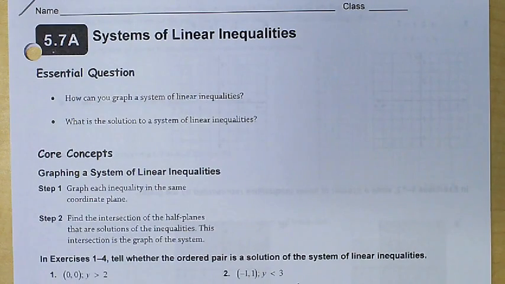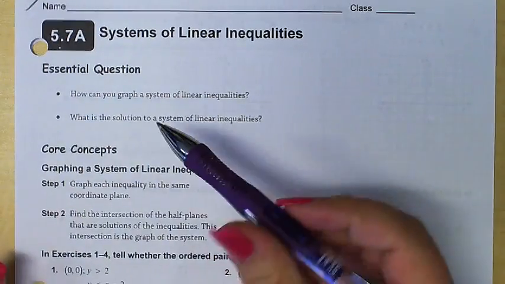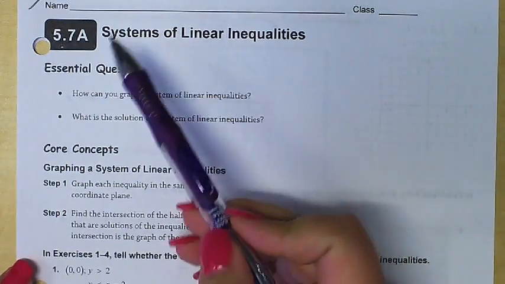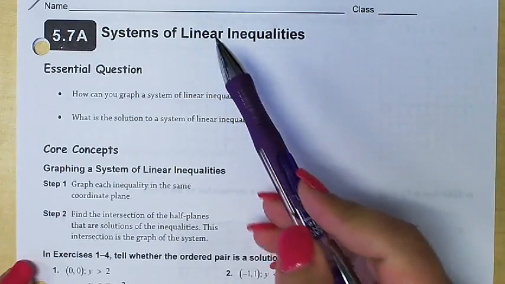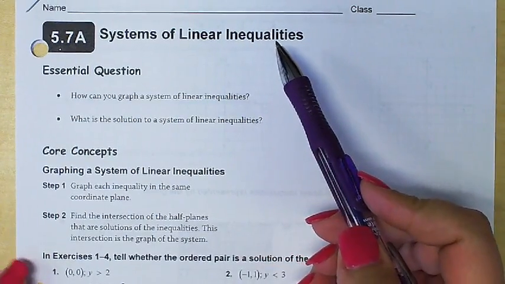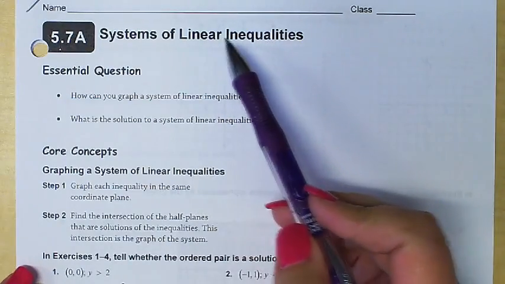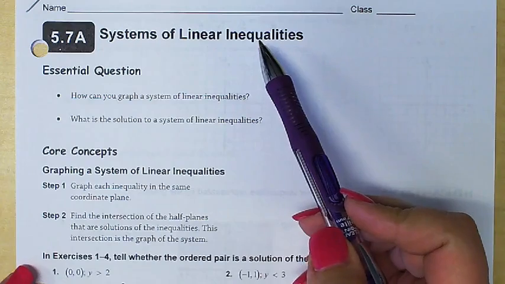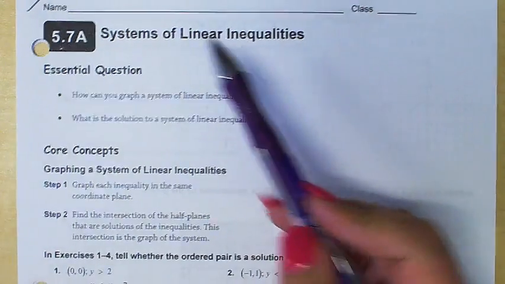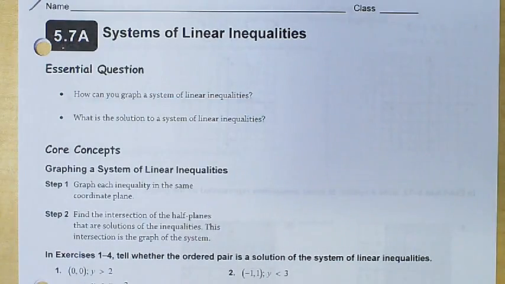So lesson 5.7 is all about bringing systems back into the conversation and combining the concept of solving a system with the fact that we're going to be working with linear inequalities. In the last lesson, we explored linear inequalities in two variables when there was just one inequality. Now we're going to bring that into the whole concept of solving a system.